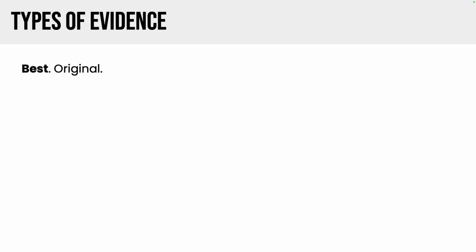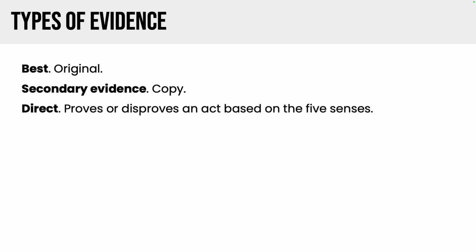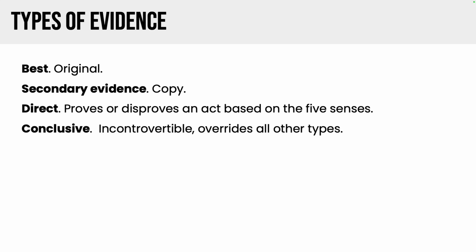There's best evidence, which is the original. Secondary evidence is a copy of that original. Direct evidence proves or disproves an act based on the five senses. Conclusive evidence is incontrovertible. It overrides all other types. Circumstantial evidence is evidence that can infer an act or a crime from other information.